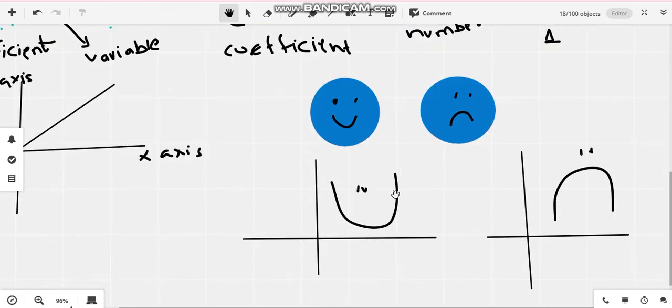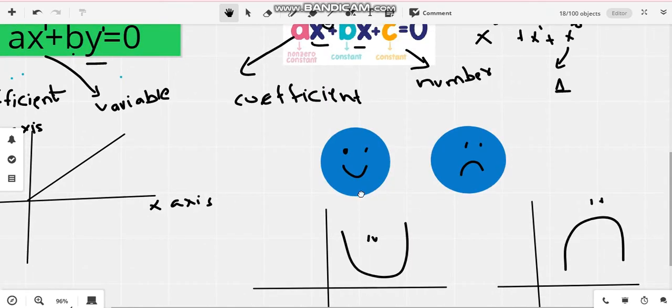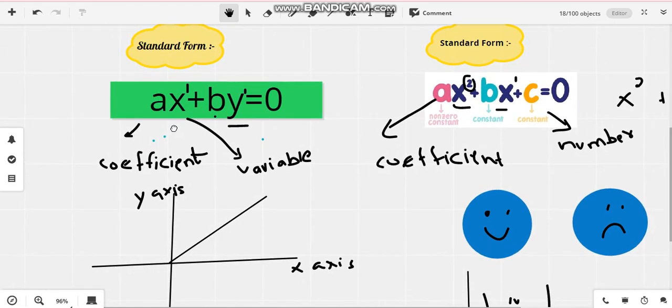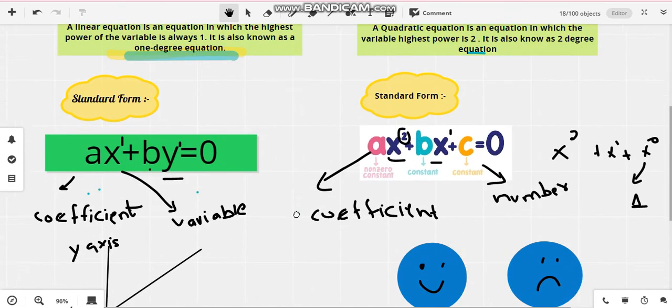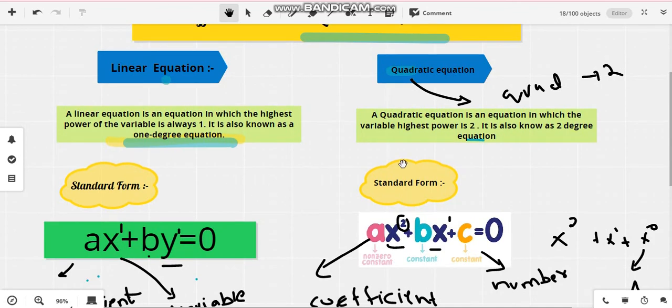This is the main information about how the quadratic graph looks. Concave up and concave down, because the power is 2, that's why it's bent. So it's a curve shape, while in a linear equation the highest power is 1, that's why it's a straight line graph. So that's it about the main difference between linear and quadratic equations.